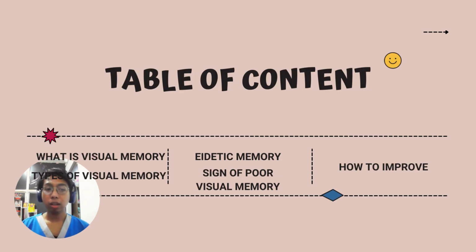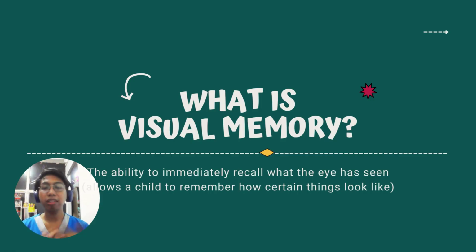So I would like to touch on the agenda or the content for visual memory. The first one is what is visual memory, followed by types of visual memory, and then eidetic memory, which is the most interesting part, and then signs of poor visual memory, and then how to improve. So let's go. Right. So what is visual memory?